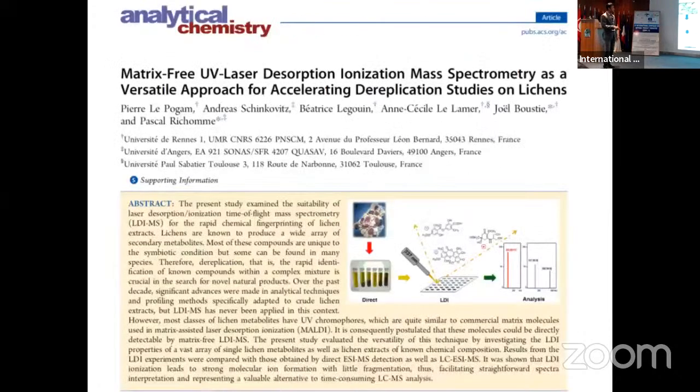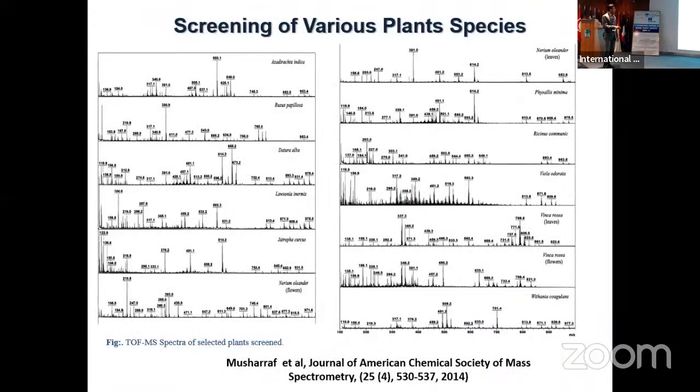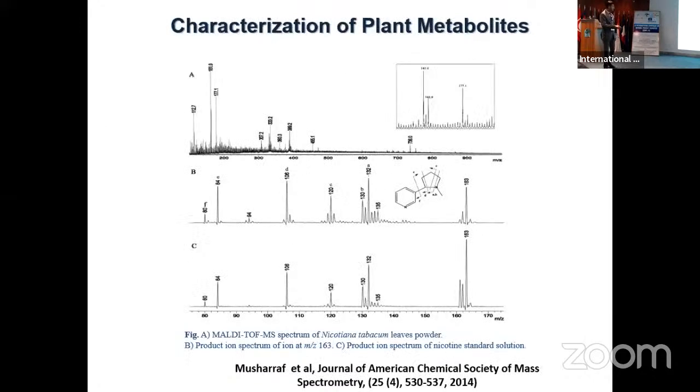I just want to show the example of the analysis of Nicotiana leaves. We know that these leaves are known for nicotine. Now you can see this is the leaf laser desorption ionization fingerprint, and in that leaf we have identified nicotine. This is the standard MS/MS experiment, which we recorded on the leaf part. Believe me, it took just 5 minutes to record and analyze. So this is the high throughput method that we have developed.